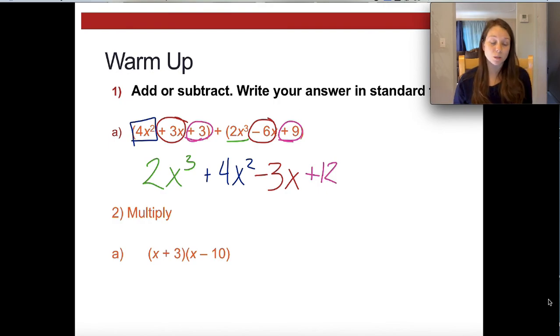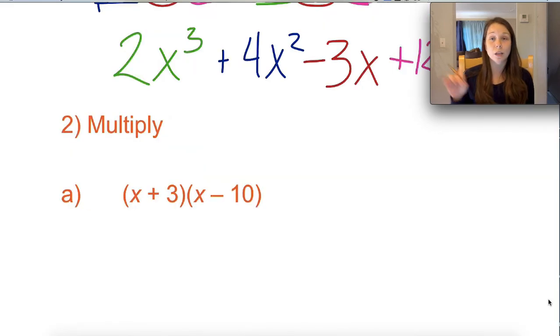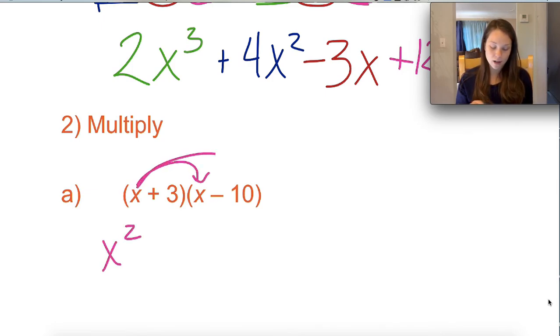Taking a look at the multiplication. When multiplying, as we've done in the past, we need to work on distributing all the pieces from the first quantity into all the pieces from the second. So x times x is x squared. X times negative 10 is negative 10x.